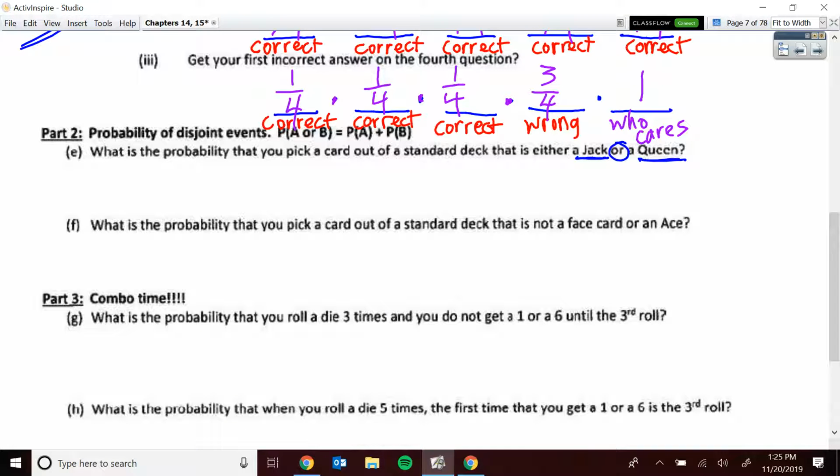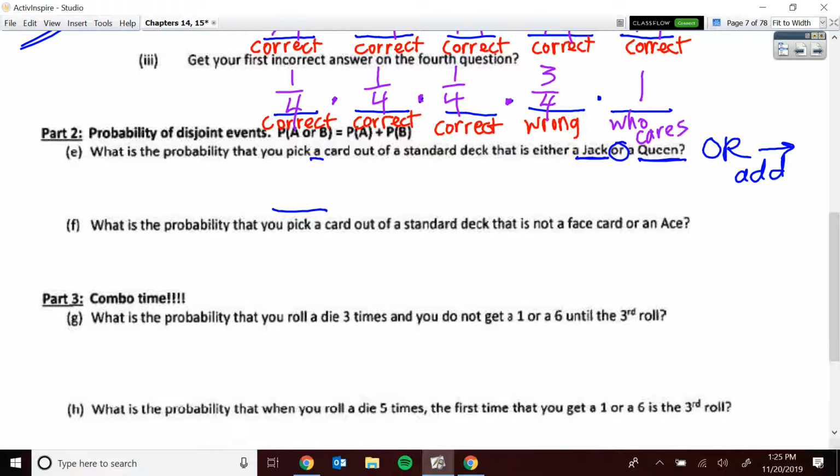So when you have disjoint events, or means that you are going to be adding those scenarios together. So on this first one, what is the probability that you pick a card out of a standard deck that is either a jack or a queen? So first of all, how many events do I have? It's not like 5 multiple choice questions. How many events? 1. I'm picking a card. So I have 1 event, and I want it to be a jack or a queen.